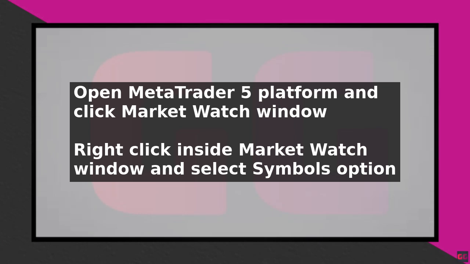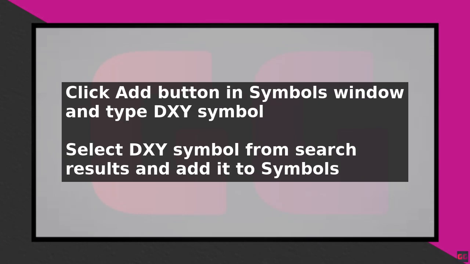If you cannot find DXY in the search results, you may need to enable it in your broker's settings or contact your broker for assistance. Once you have added DXY to the Symbols window, you can add it to the MarketWatch window by clicking and dragging it from the Symbols window to the MarketWatch window.